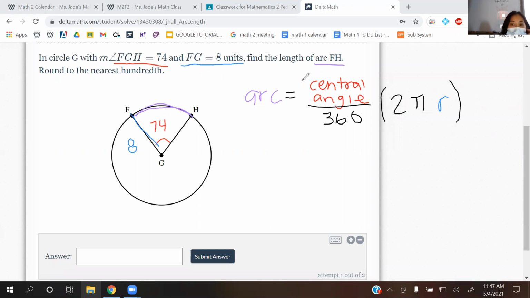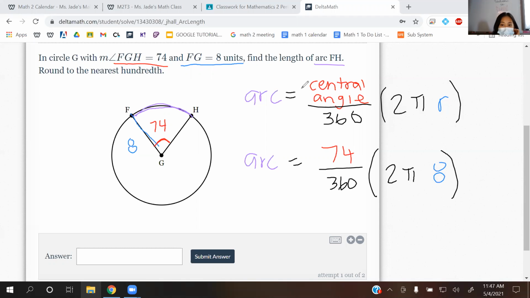We're finding the length of the arc. So arc is equal to the central angle. It's color-coded. So the central angle is 74 degrees over 360 multiplied by 2 pi, and the r, which is your radius, is given to us as the length of FG, which is 8. And so we're going to type this into your calculator, and we're going to round it to the nearest hundredth.